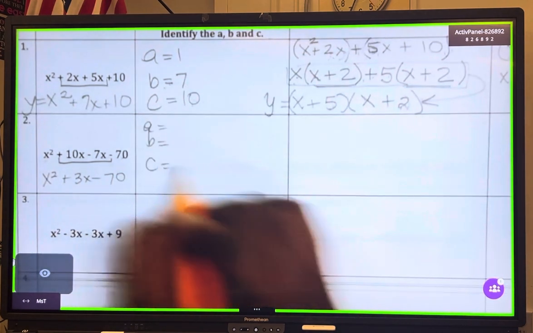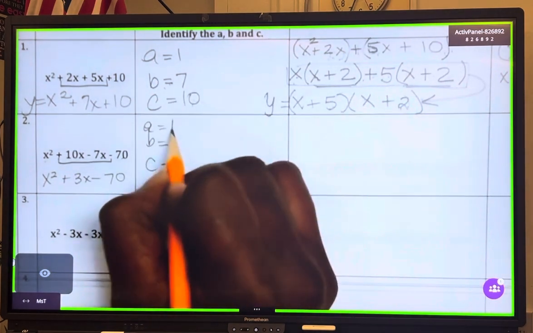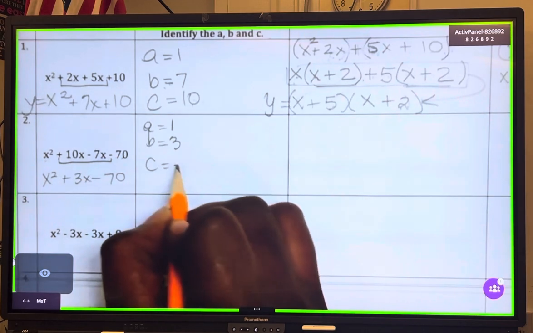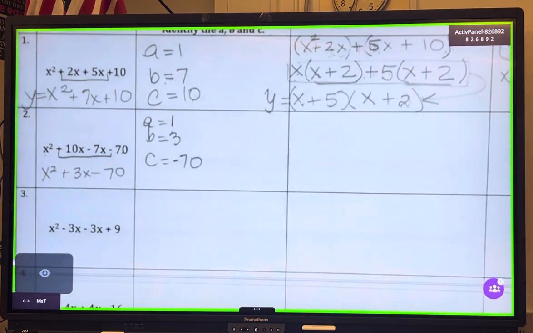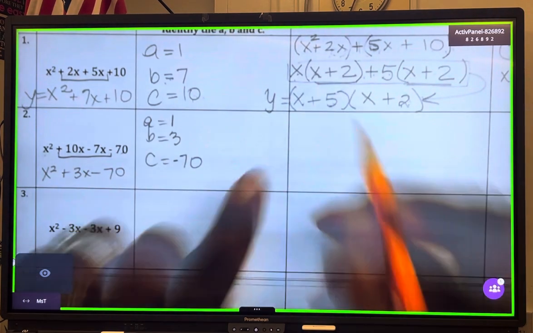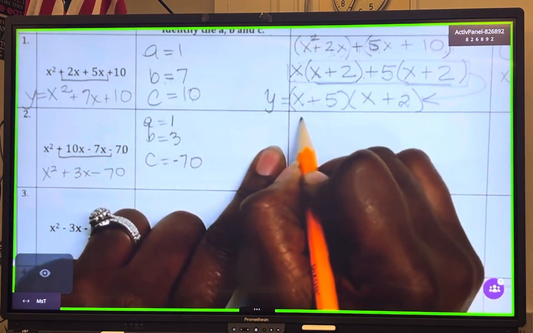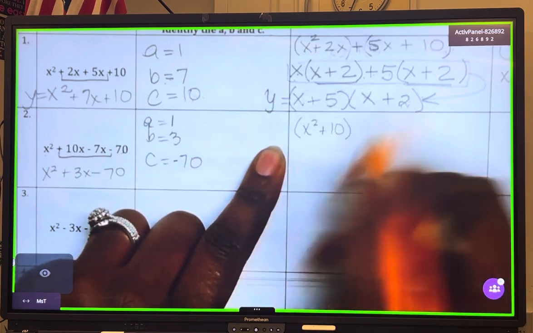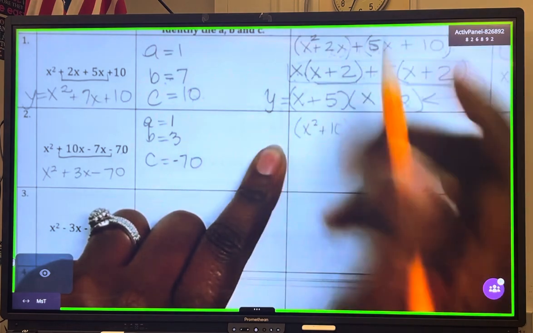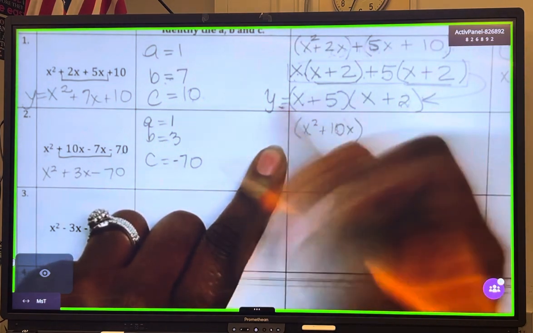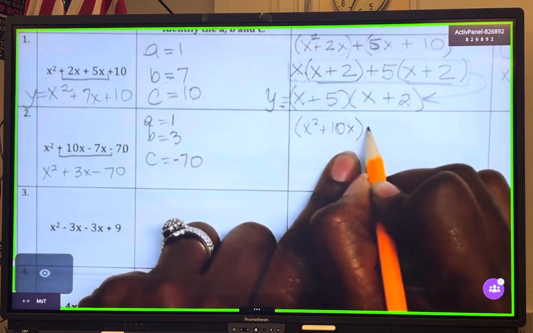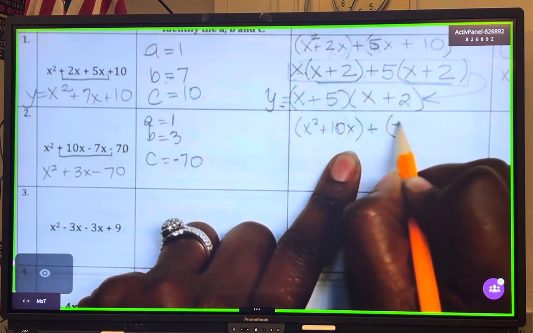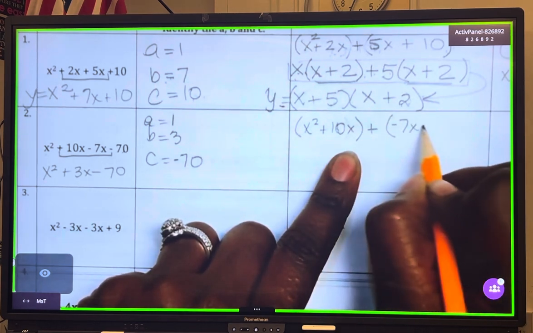Yes. What's our A? 1. What's our B? 3. What's our C? Negative 70. All right. Now let's use this grouping. What am I writing? I'm writing x squared plus 10x, then what am I going to put here? Plus. And then what am I putting here? Negative 7x and what? Minus 70.